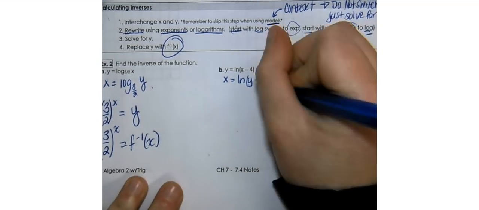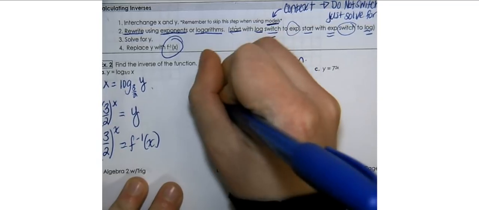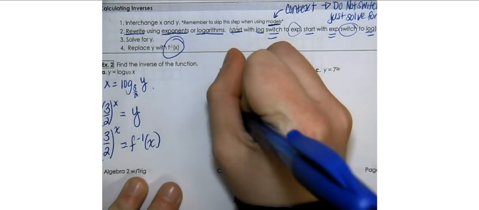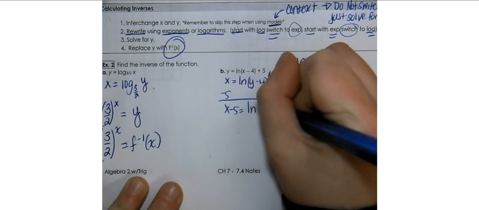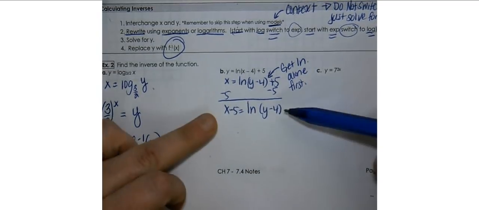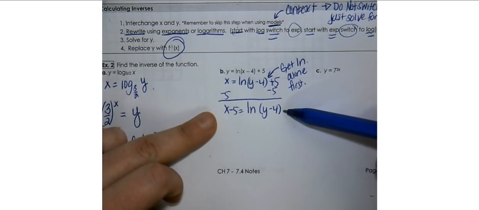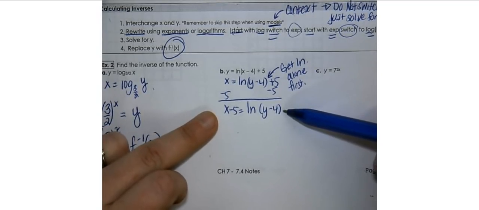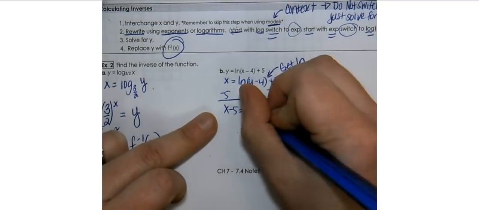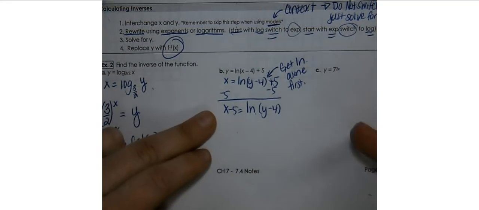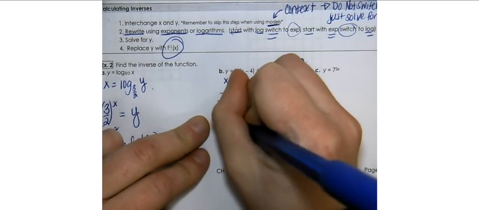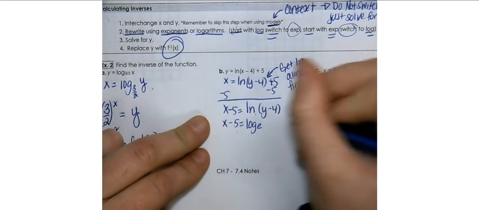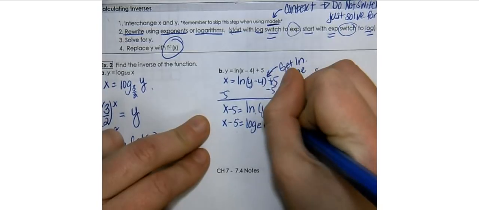I'm going to start off by subtracting 5 on both sides, and when I do that, I have x minus 5 is equal to the natural log of y minus 4. Now that I have the natural log alone, I'm going to rewrite in exponential form. Remember that whenever you see a natural log, the base is e. So if you need to rewrite this as x minus 5 is equal to log base e of y minus 4, that's not a problem.